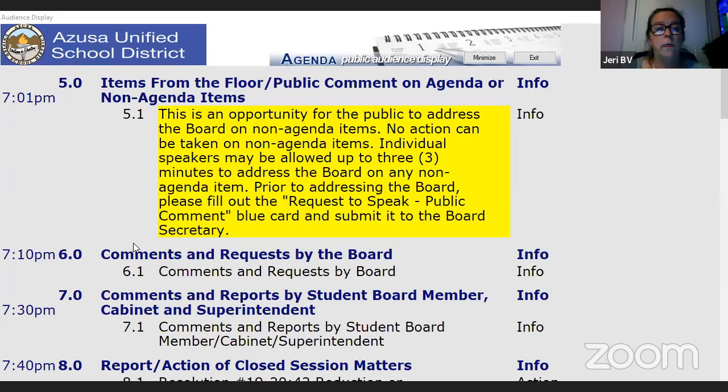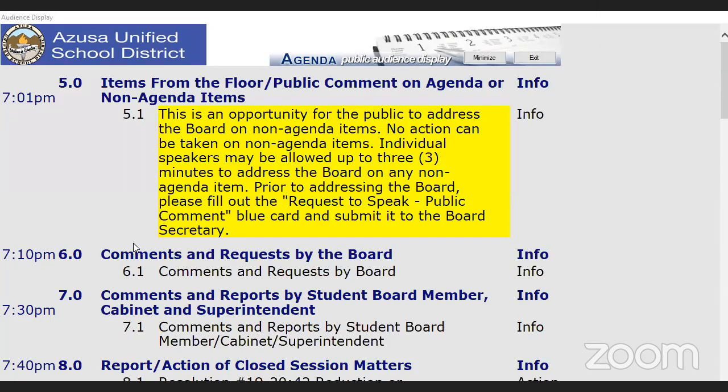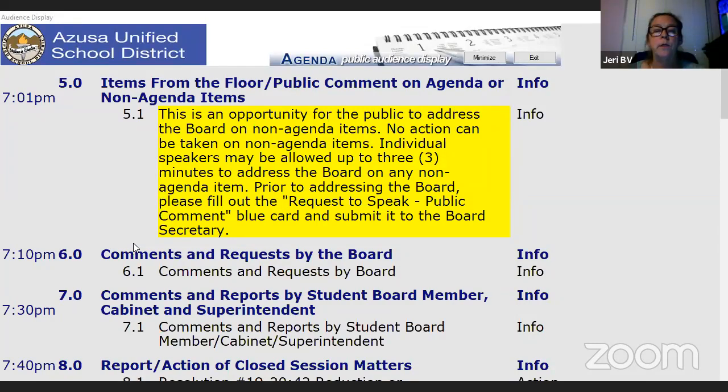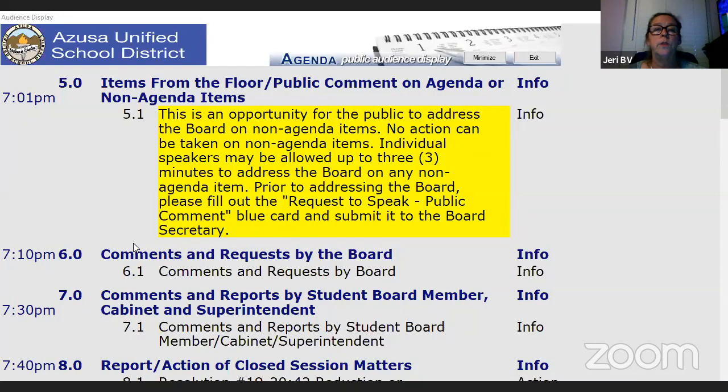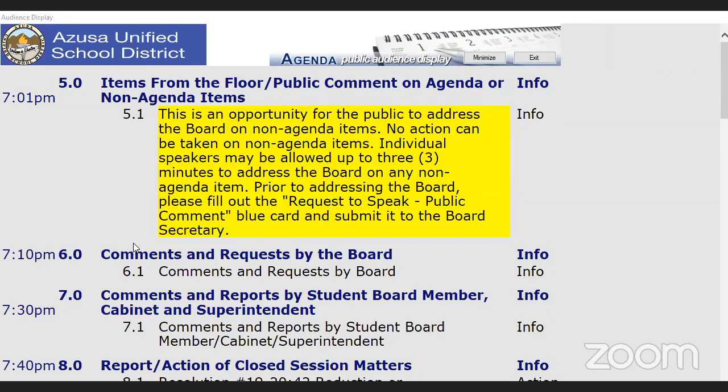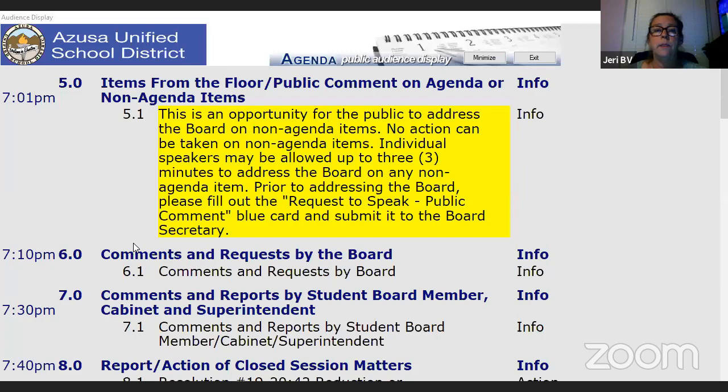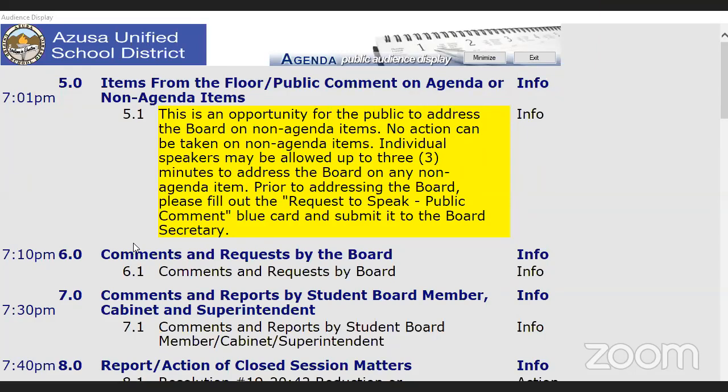And then we will move on next to the items from the floor, public comment on non-agenda items, item 5.1. This is an opportunity for the public to address the board on non-agenda items. No action can be taken on non-agenda items. Individual speakers may be allowed up to 3 minutes to address the board on any non-agenda item. Prior to addressing the board, please fill out the request to speak public comment blue card and submit it to the board secretary. But do we have any? So for this one, if we can have anyone who would like to make a public comment, click the raise your hand button.